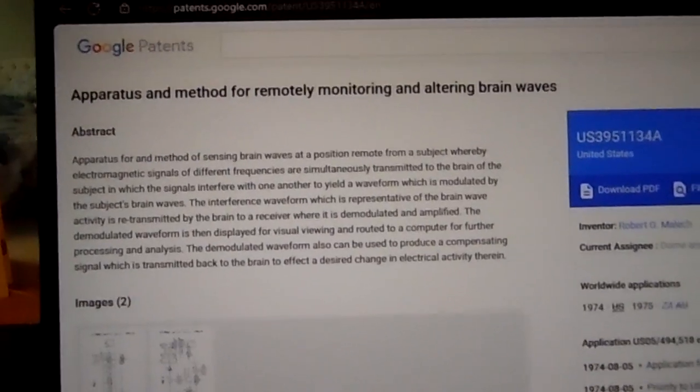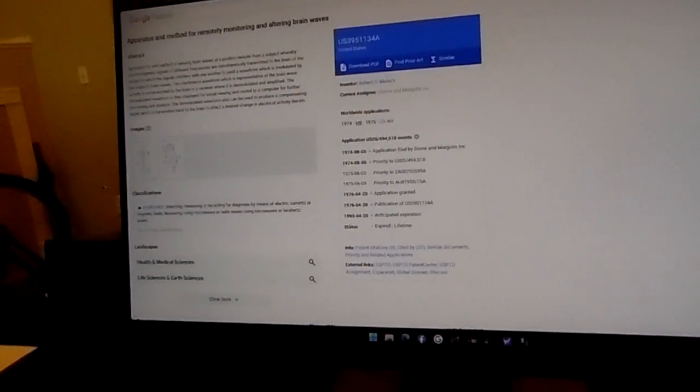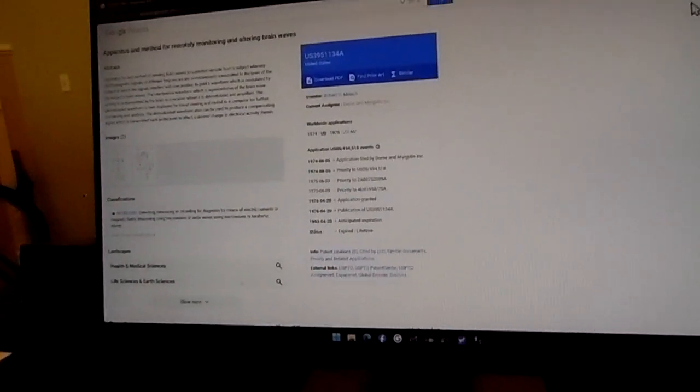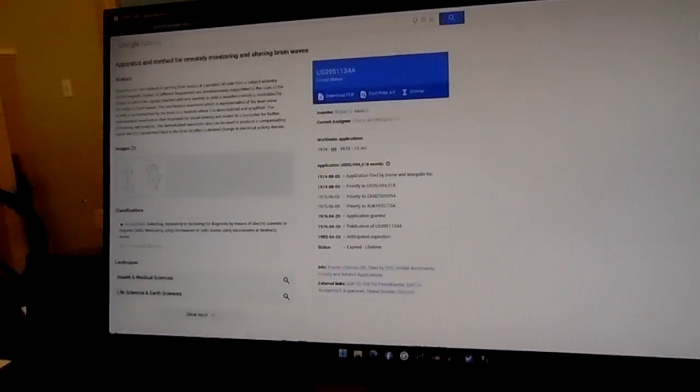So what can I tell you? Here is the apparatus and method for remotely monitoring and altering brain waves. But let me remind you, what I was saying about that is that the LSD revolution was because of MK Ultra's scientific experiments and expansion. LSD was used as a truth drug for interrogations in World War II, and they experimented heavily with it.